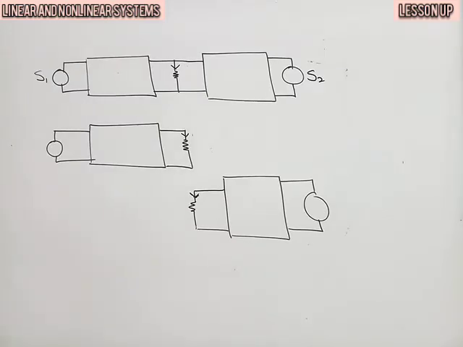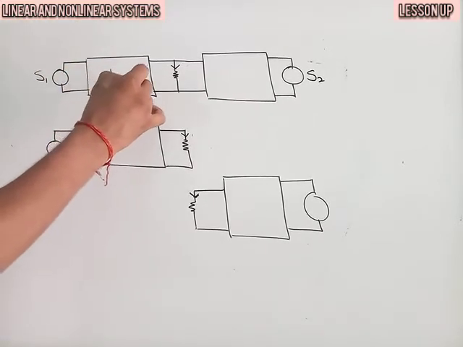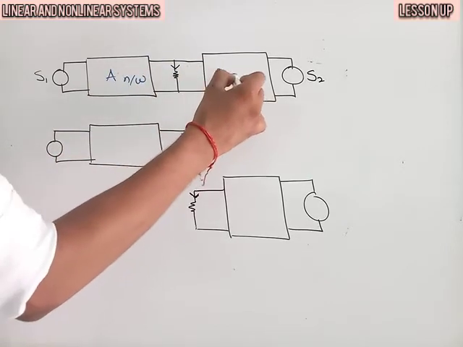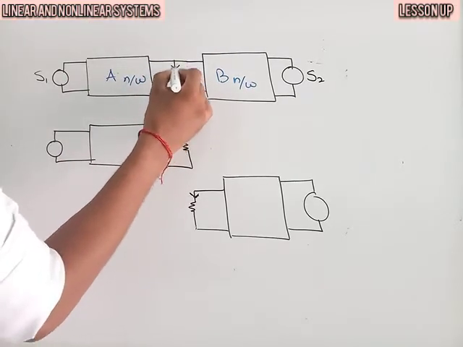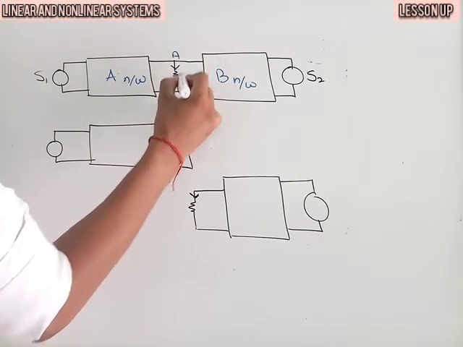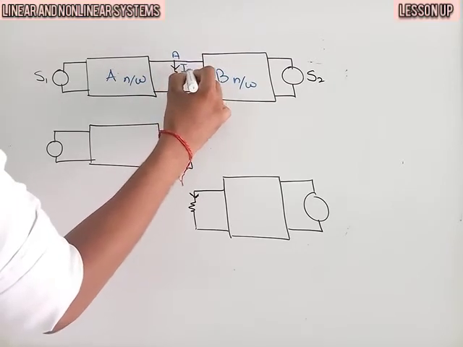In superposition, there is more than one source. So, in this network there are two sources, one is S1 and another is S2. And suppose this is A network and this is B network. If both the sources are available in the network, then the current in this path between A and B is I.